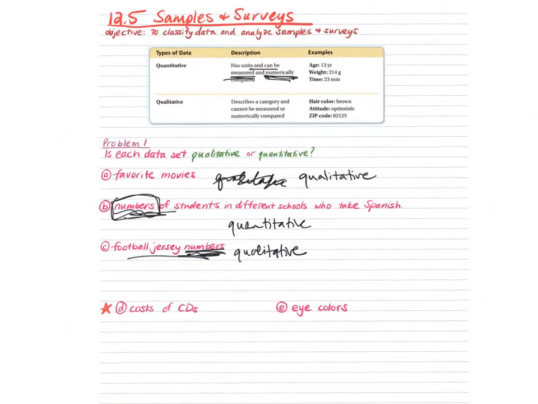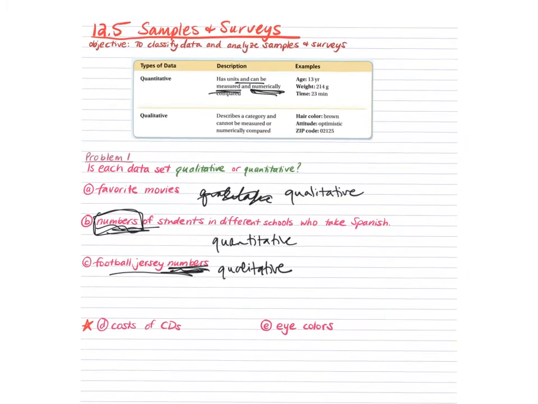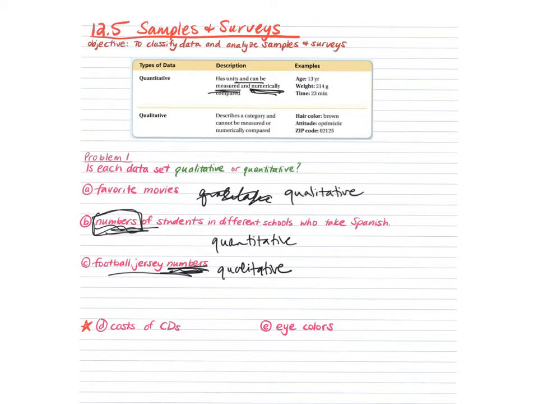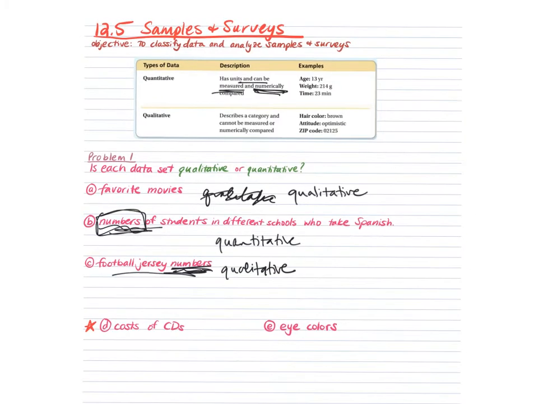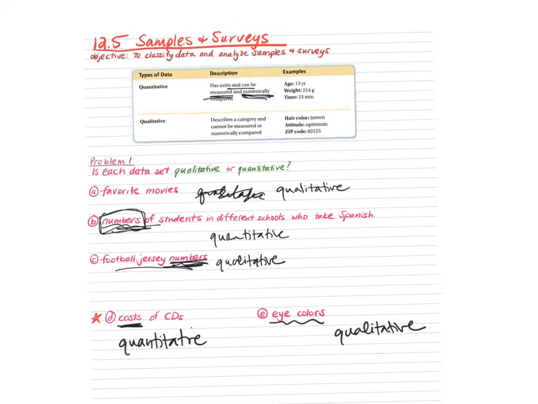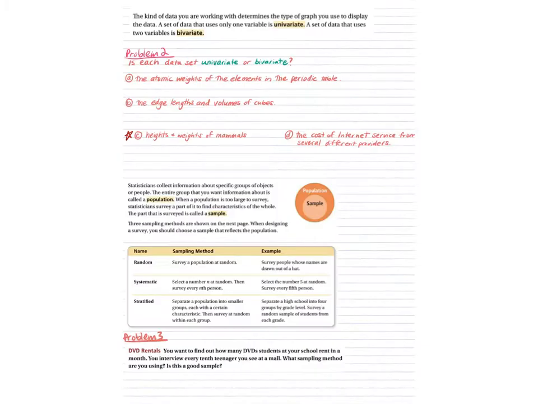Try these two on your own. You probably don't even have to press pause. While you look at that, cost of CDs, try to think of what that is, qualitative or quantitative, and then eye colors. Give you a second to think about it. Okay, costs, that's something that can be measured, so quantitative. And then eye color, not something that can be numerically measured, qualitative. All right, do we get the difference between qualitative or quantitative? Hopefully you all said yes. Okay, moving on.